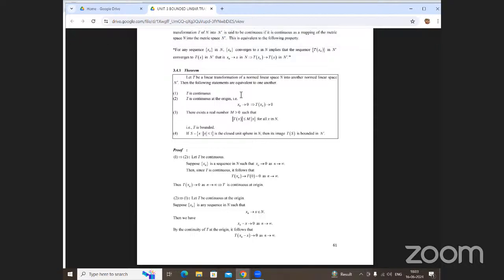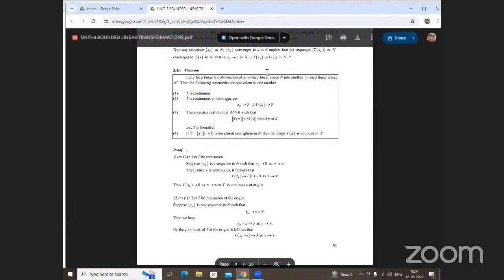Students, listen carefully. This theorem is very important in the final examination. It is completely based upon the definition of the bounded linear transformation. That is 3.4.1. Please note down this theorem is very, very important in the final examination. There is no doubt. Also, previous papers are available on the university website. Do you understand?